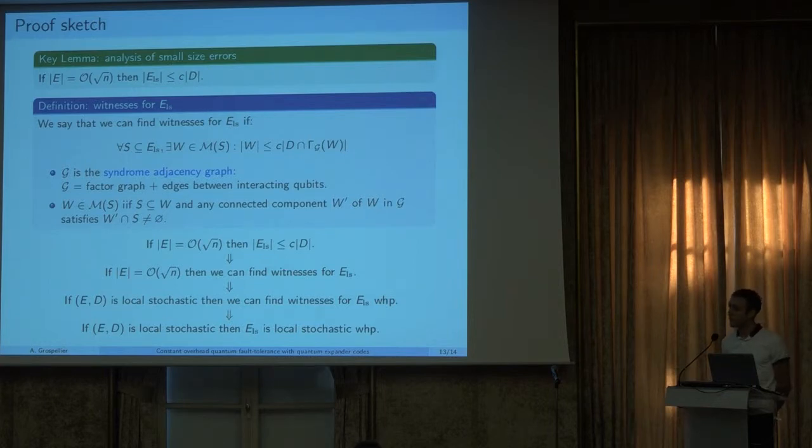Then, using a percolation argument, we show that if the initial error is local stochastic, then we can find witnesses for the final error with high probability. And finally, using probabilistic arguments, we show that if the initial error is local stochastic, then with high probability, the final error is also local stochastic.